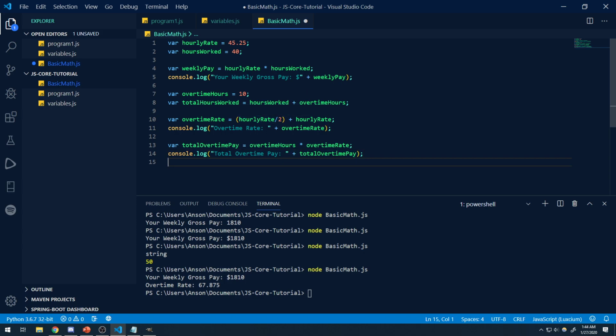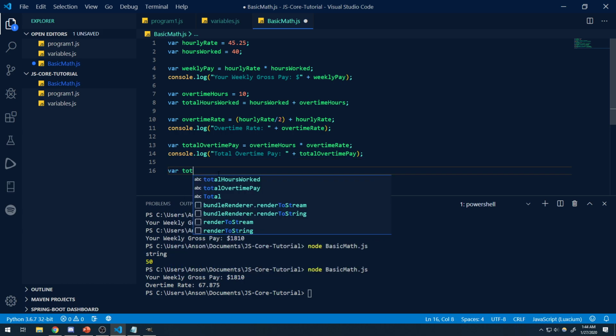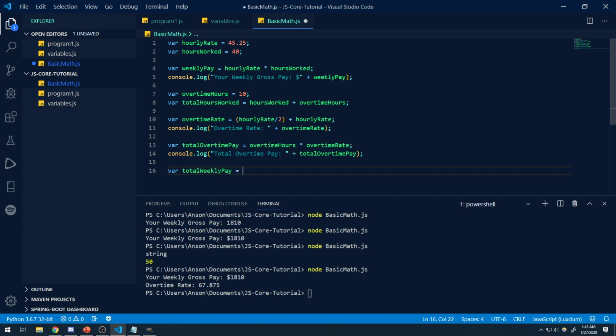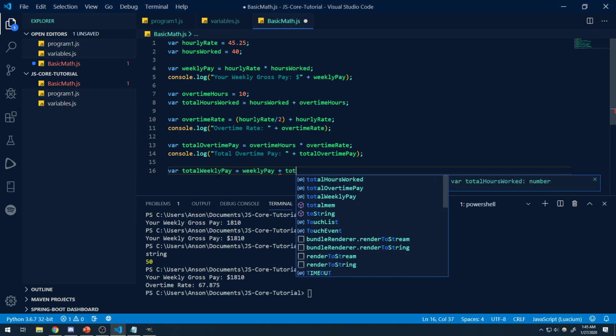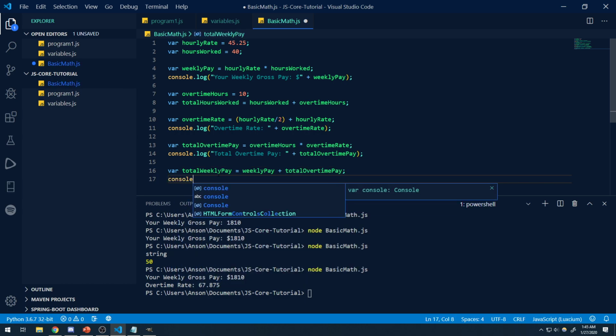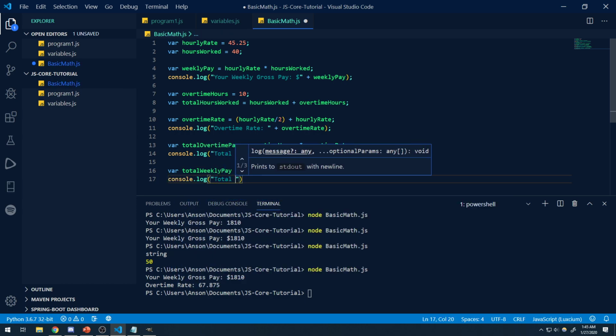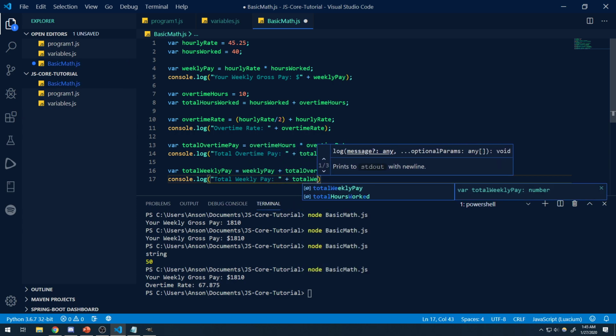Now we need to take the weekly pay and add that to the total overtime pay to get the total weekly pay, if that makes sense. This weekly pay is just the up to 40 hours part. It doesn't include overtime. So we need the total weekly pay. We're going to say var total weekly pay equals weekly pay plus total overtime pay. Then we're going to do another console log, total weekly pay, and concatenate with that.